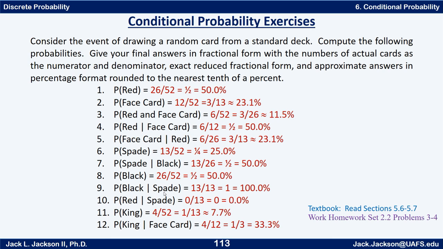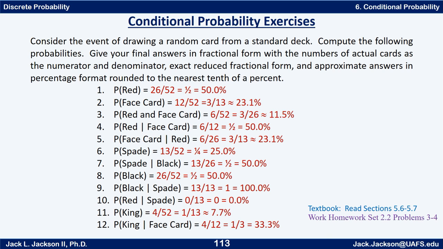Black given it's a spade: there are 13 spades, and of those 13 spades, all 13 are black. So that's 13/13ths, which reduces to 1, or 100%. The probability that it's red given it's a spade: there are 13 spades, and spade intersect red is empty, so there are 0 of those. So 0 of the spades are red, so that probability is 0%.